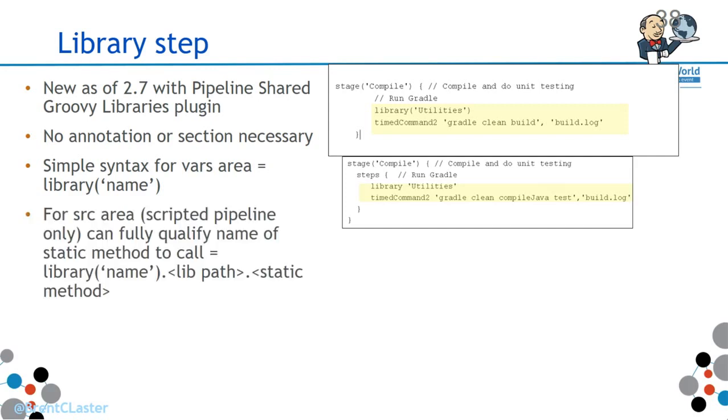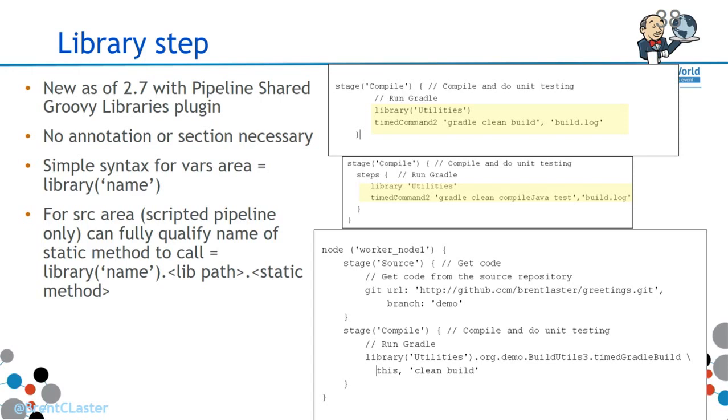For a source area, if you wanted, so this is assuming again that you have stuff in the vars area, the global variables area out there in your shared pipeline library as opposed to the source structure. If you wanted to call something in the source structure, you have to fully qualify the name of the static method. So you'd have to actually go out there and use a longer syntax in there.